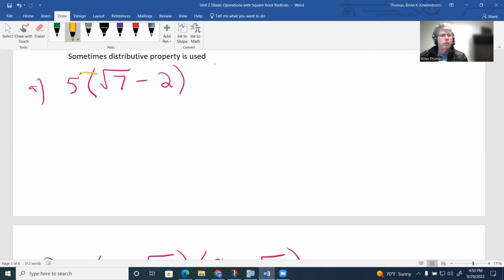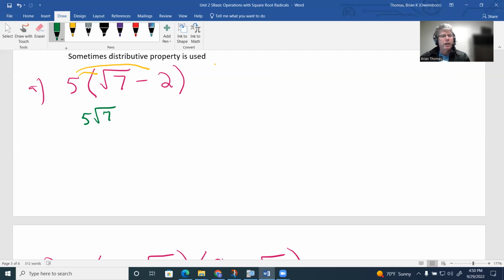So we really would multiply the outside number to both inside numbers. Now, when you multiply 5 times the square root of 7, the 5 is like a coefficient, the 7 is like a radicand, so they don't actually go together. So it's just going to stay 5 times the square root of 7. The 5 remains as a coefficient. The 7 remains as a radicand.